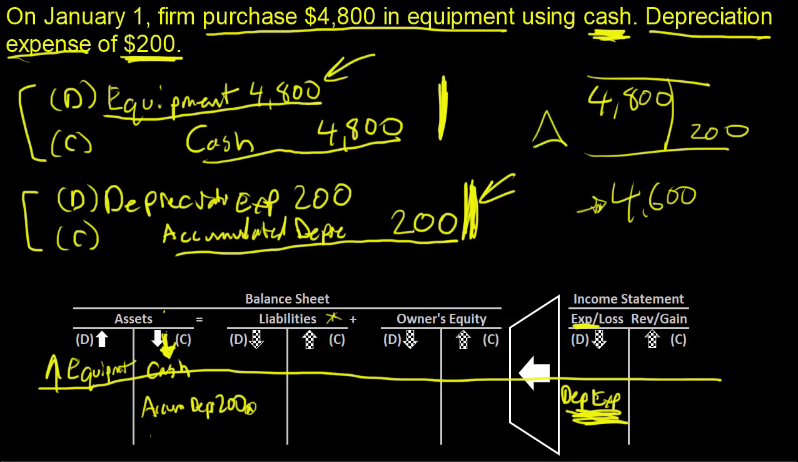The net, the delta, the difference between these two, the asset and the depreciation amount.